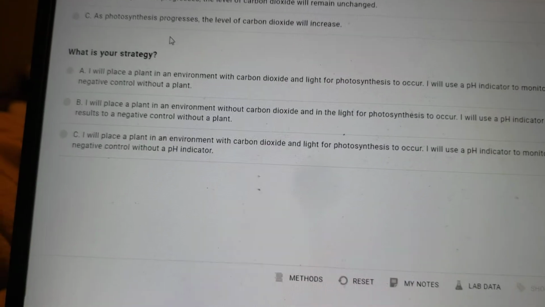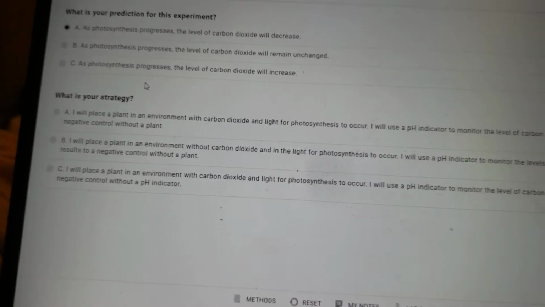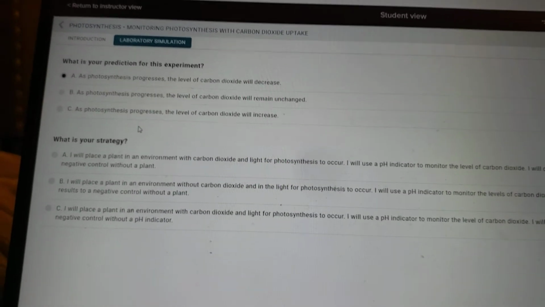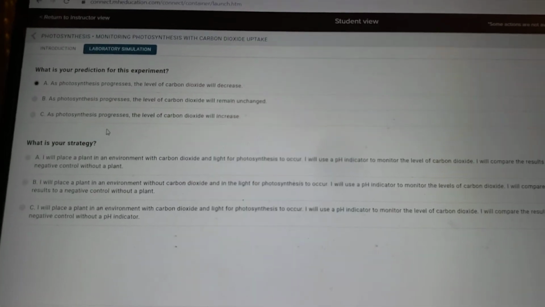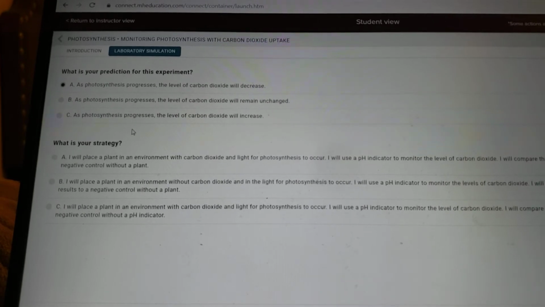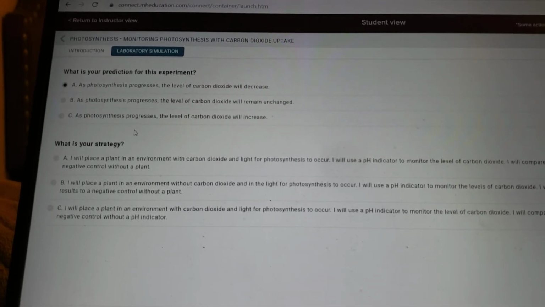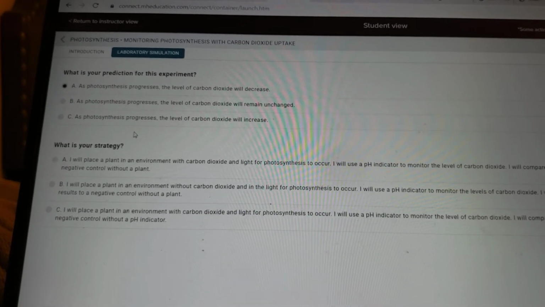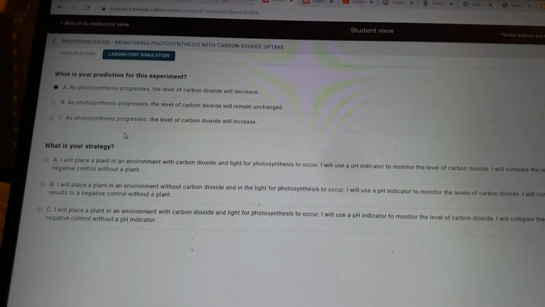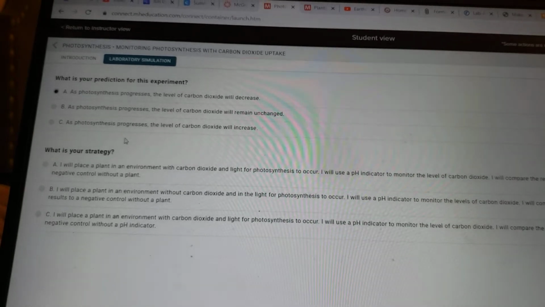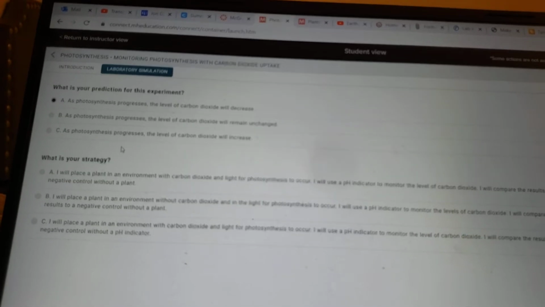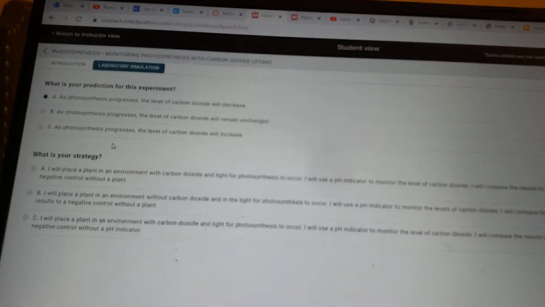So what is your strategy? So let's read what we're going to be doing during the experiment. So how we're going to design our experiment. First option, I will place a plant in an environment with carbon dioxide and light for photosynthesis to occur. I will use pH indicator to monitor the level of carbon dioxide. I will compare the results to a negative control with a plant.